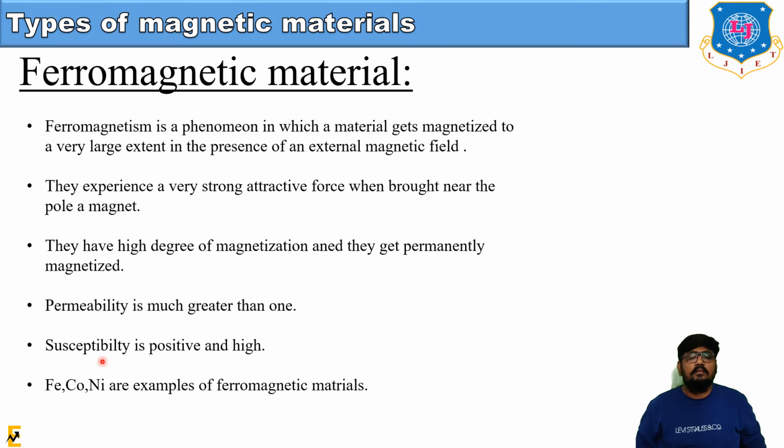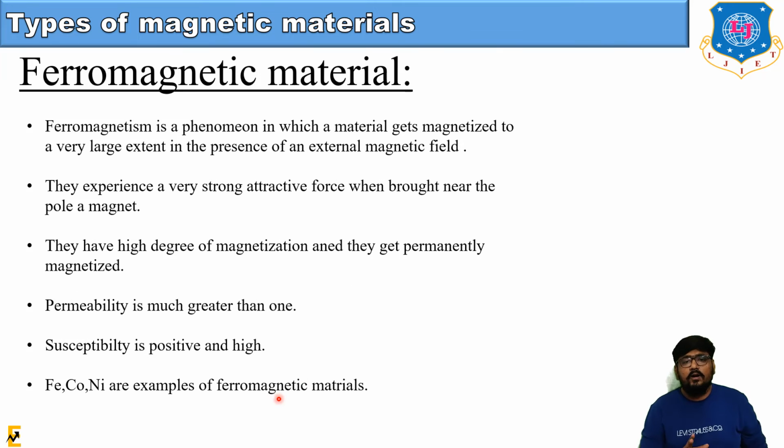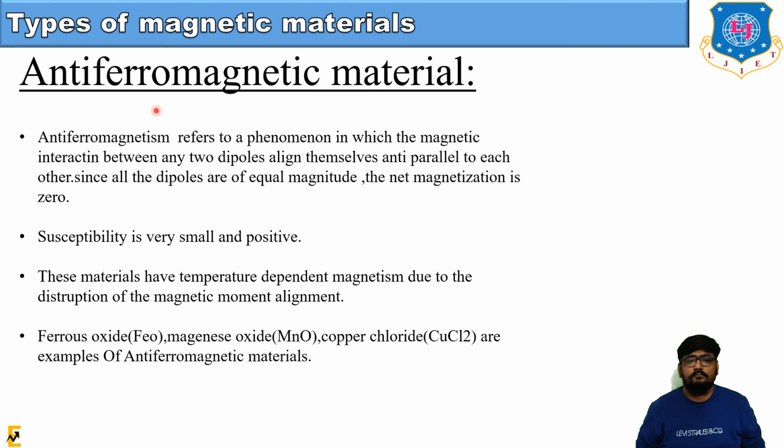Permeability is much greater than 1. Susceptibility is high and positive. The examples are iron, cobalt, nickel. So these are the examples of the ferromagnetic material. Why is that so? Because dipoles are in the same direction. As we have seen in figure B, all the dipoles are in the same direction.